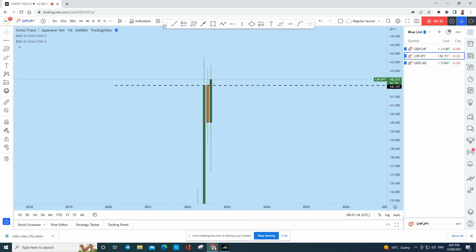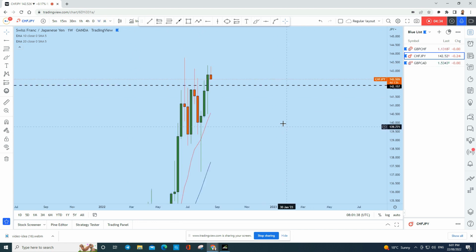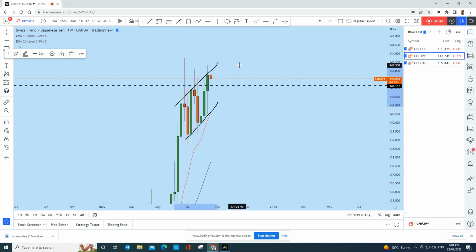Now let's look at the weekly to see how the price action is forming. Now on the weekly time frame, we see that the price with this weekly candle has basically broken out of this weekly structure completely. This is a bullish structure, and we can expect a really strong bullish move on CHFJPY.